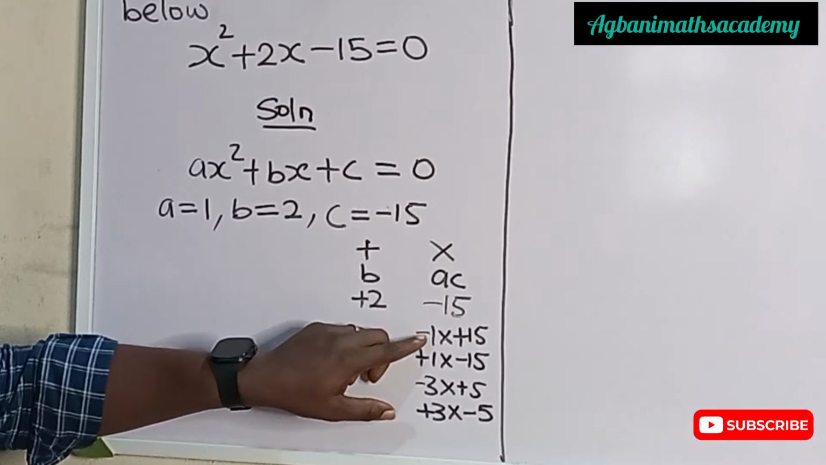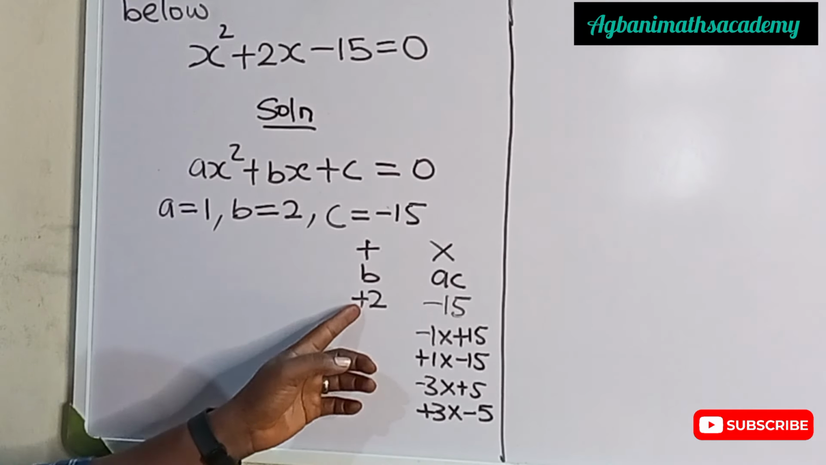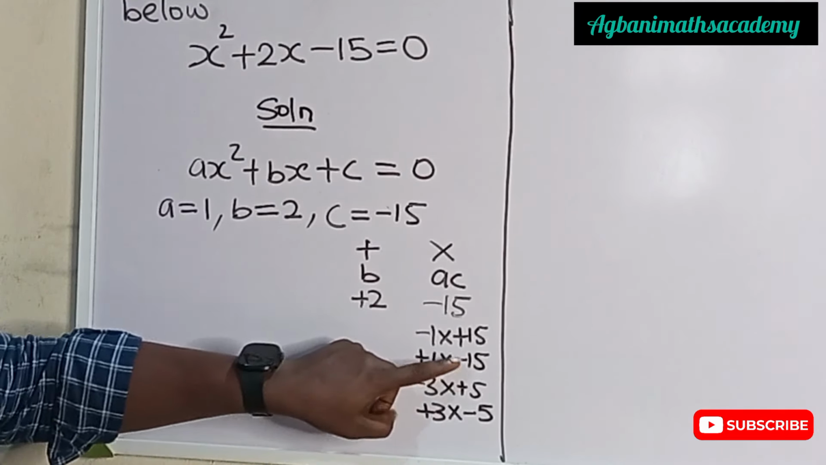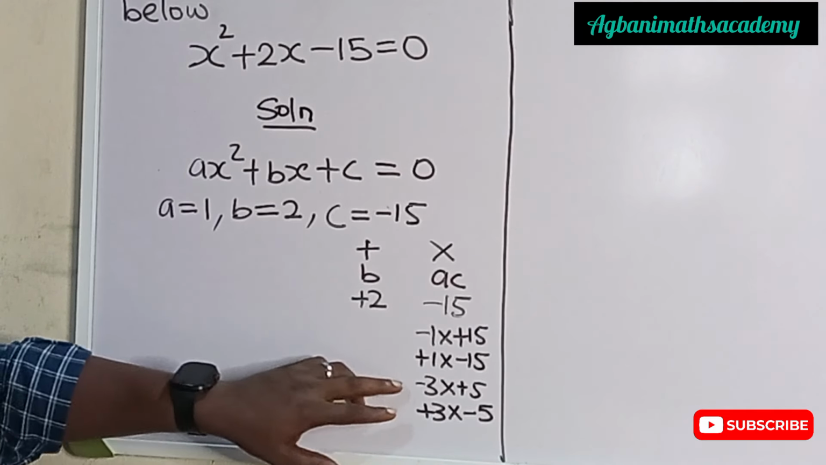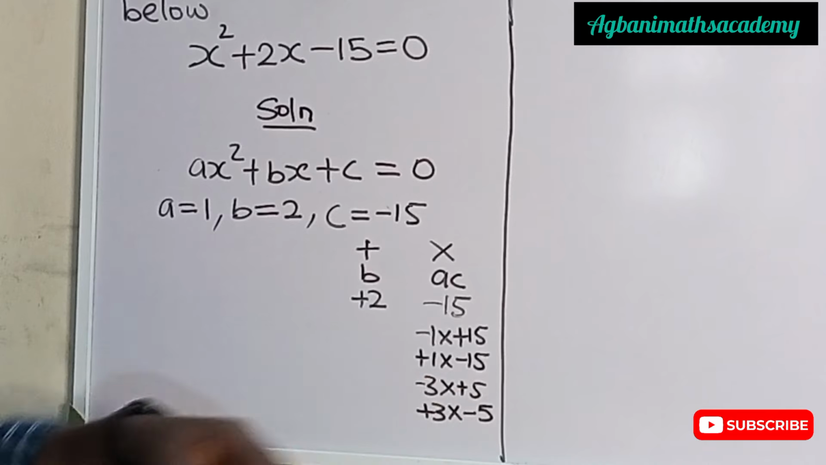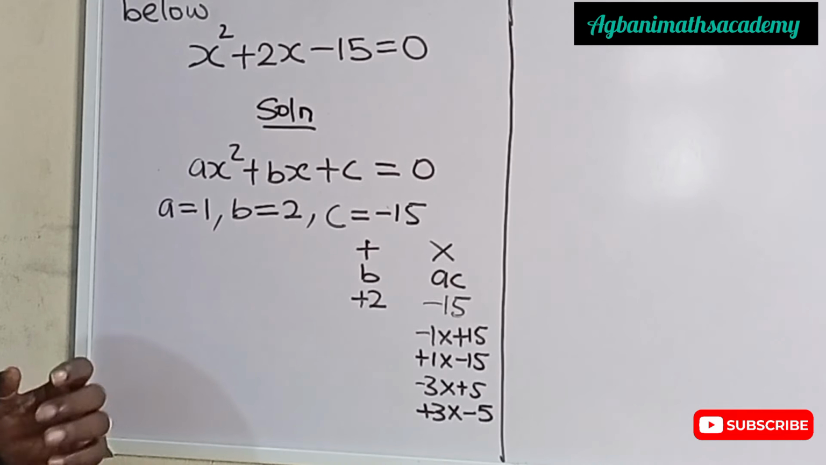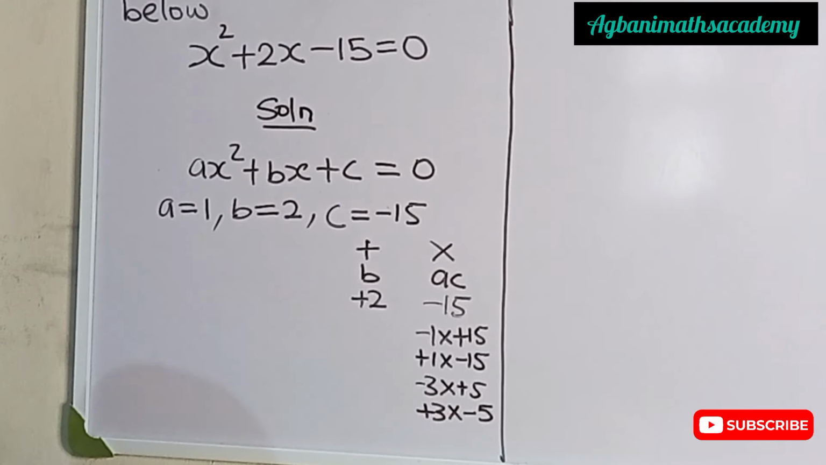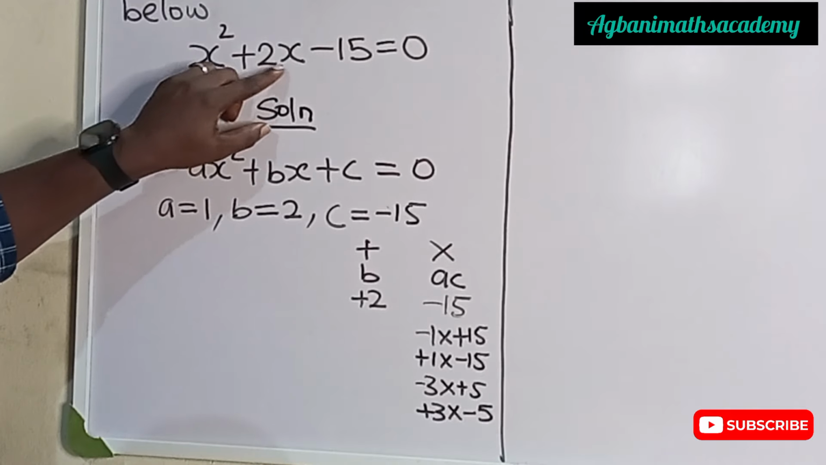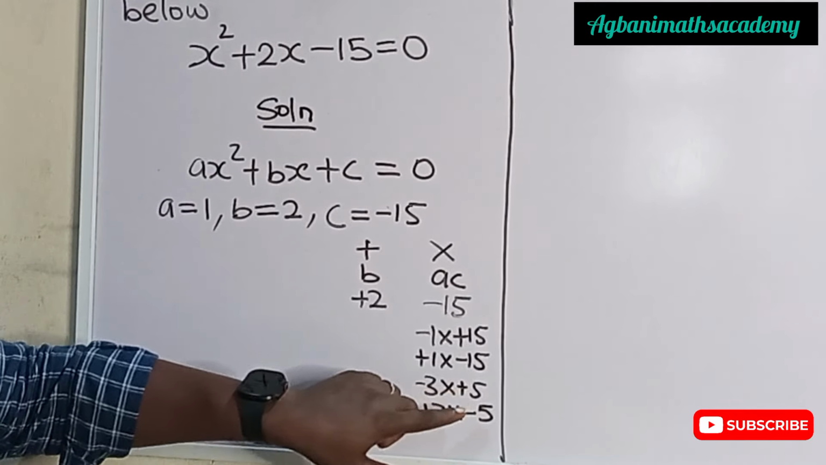Let's look at it. Minus 1 plus 15 is going to give us plus 14. So that's not plus 2. Plus 1 minus 15 is going to give us minus 14. Not correct. Minus 3 plus 5 is going to give us plus 2. This means that the values that we are looking for are minus 3 and plus 5. So we are going to replace plus 2x with minus 3x and plus 5x.